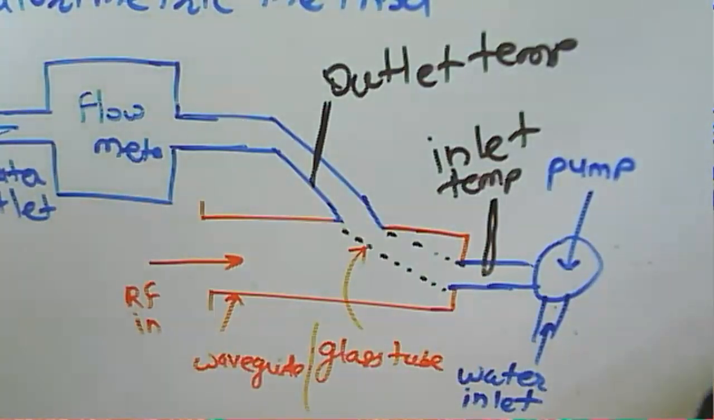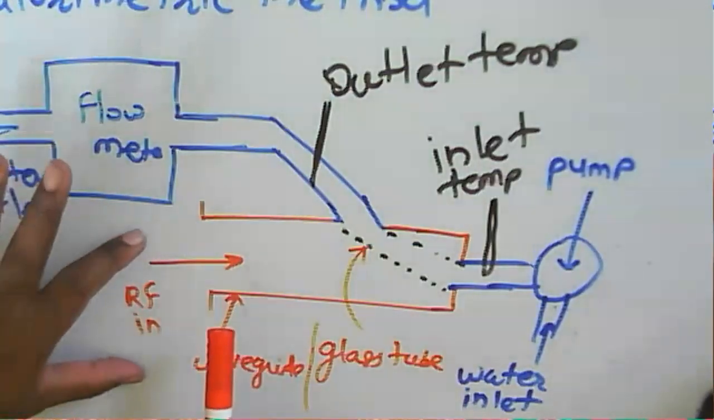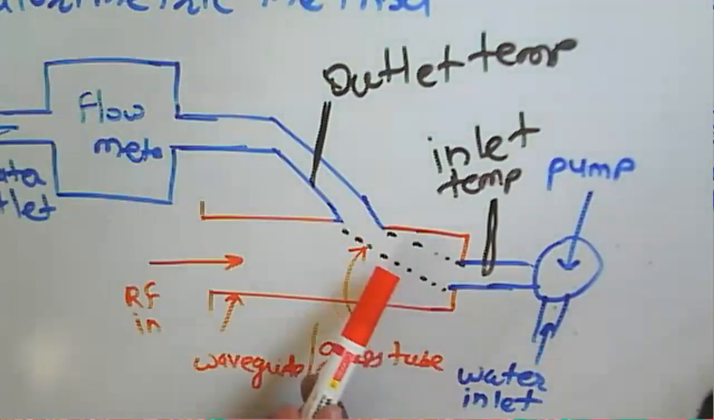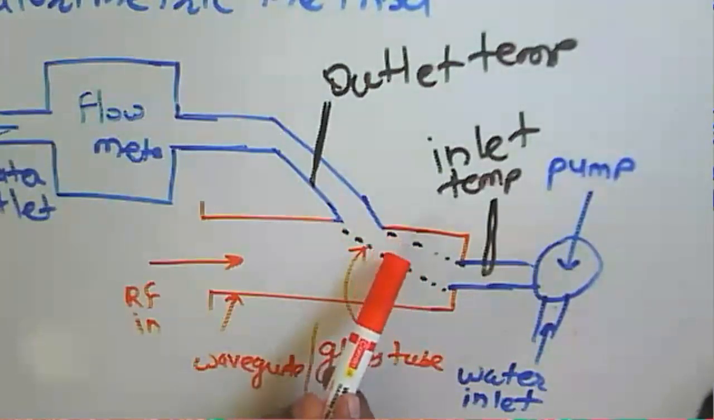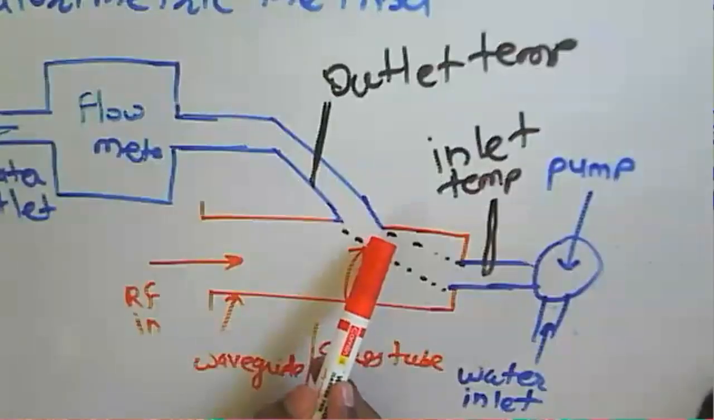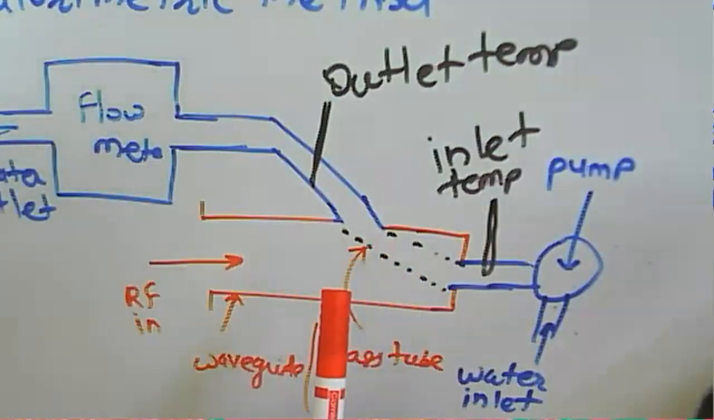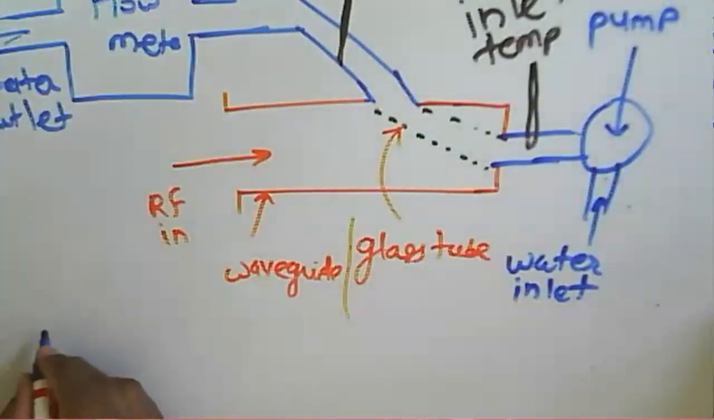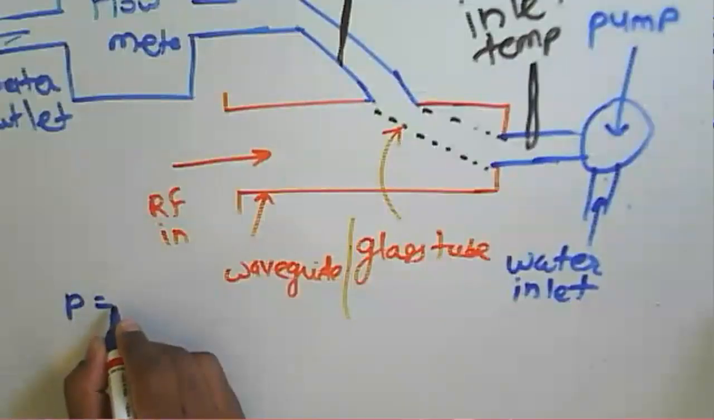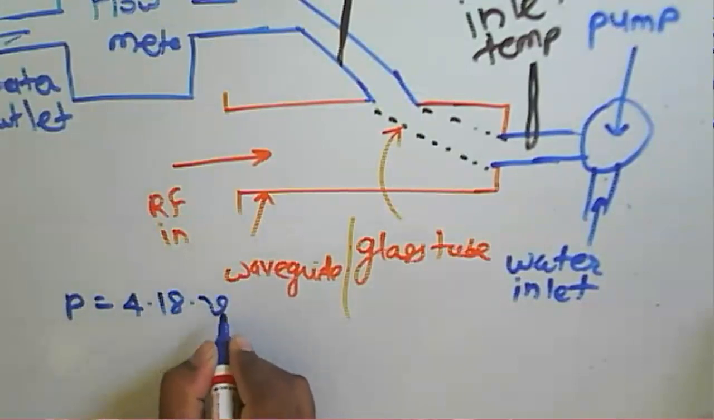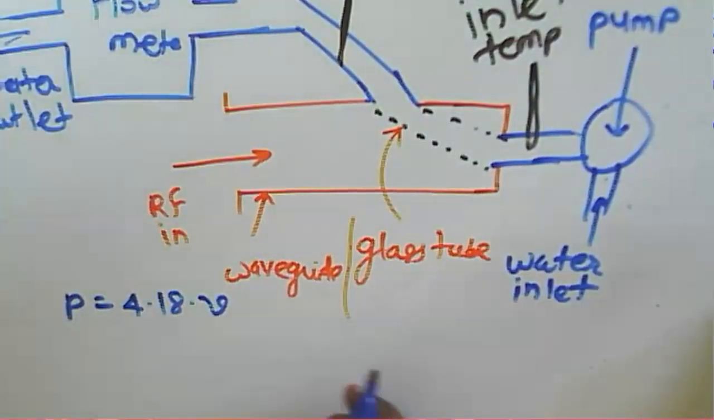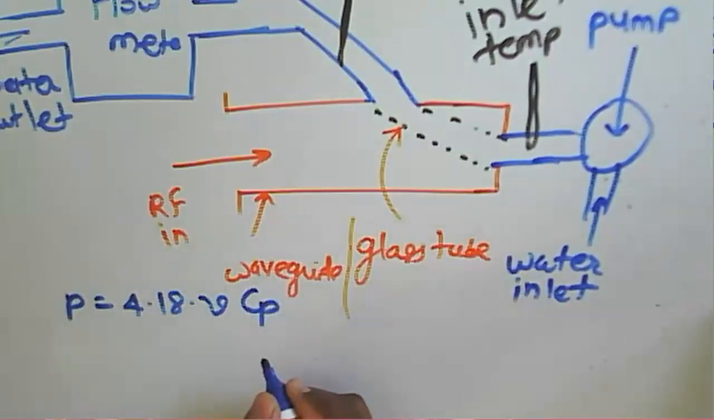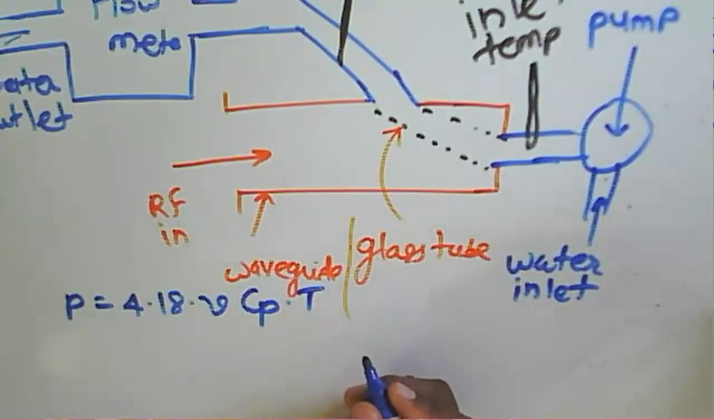So what will be the incident power, that is, the RF input? It depends on the flow of this particular liquid or water, then the specific gravity of this particular water or liquid, and then the specific heat of whatever liquid we consider. So that's why we measure the power. The power P is equal to 4.18 times the rate of flow of that liquid or water, then the specific heat Cp, then the rise in temperature.